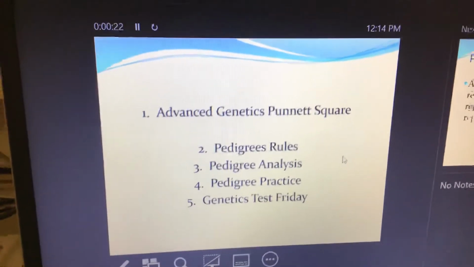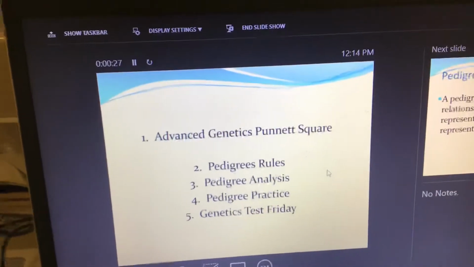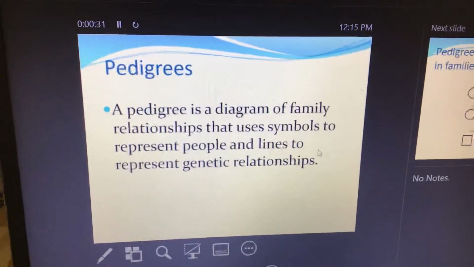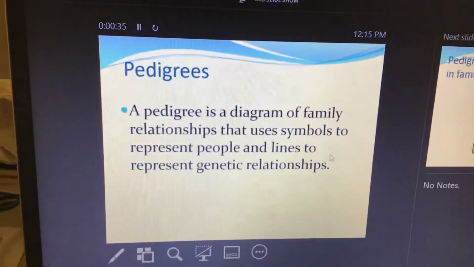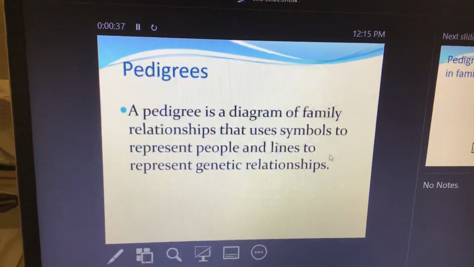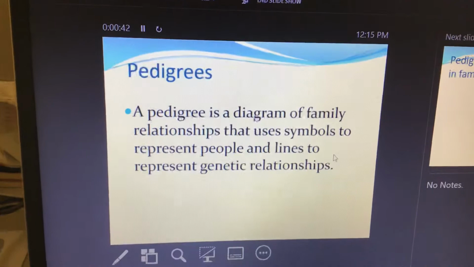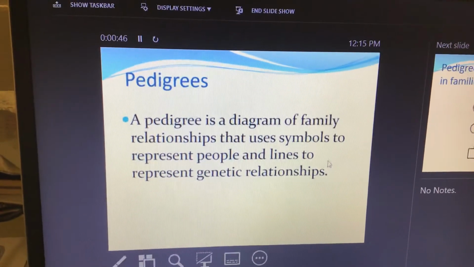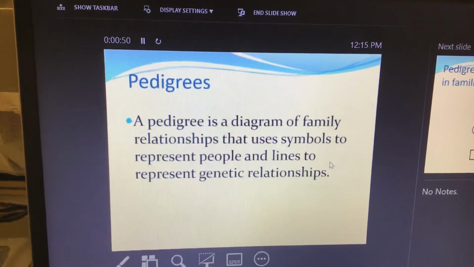Today we're going to talk about pedigrees. There's your heading, pedigrees, and there's a definition. A pedigree is a diagram of family relationships that uses symbols to represent people and lines to represent genetic relationships. I know that's long, but you probably need to write that down.